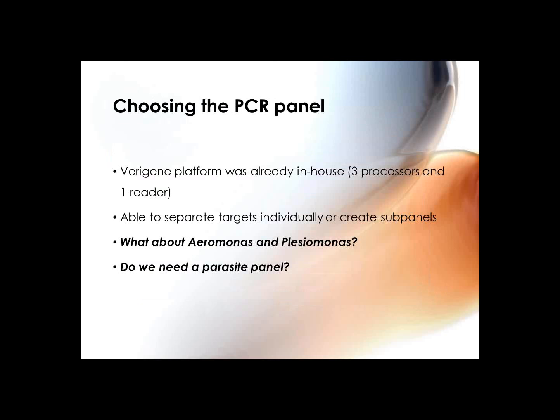So the Verigene platform was already in-house. We had 3 processors and 1 reader. We started using the Verigene 1 year prior to the Enteric Pathogen panel, when we validated blood cultures. We are also able to separate targets individually or create sub-panels, and this was important. We are able to order only norovirus or rotavirus, and we also have a bacterial panel that includes 2 Shiga toxin genes, and a viral panel that includes rotavirus and norovirus.